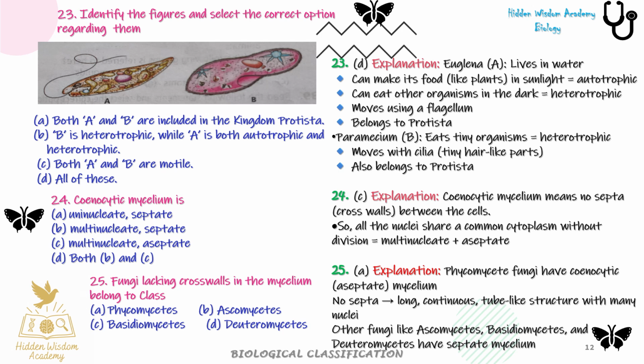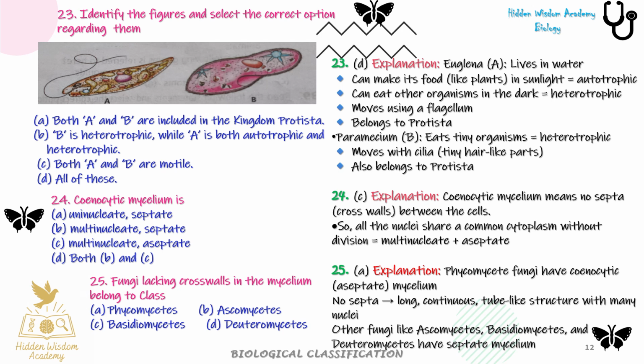23. Identify the figures and select the correct option regarding them. Recognize the diagram first. A is Euglena and B is Paramecium. Option A, both A and B are included in the kingdom Protista. Option B, B is heterotrophic, while A is both autotrophic and heterotrophic. Option C, both A and B are motile. Option D, all of these.